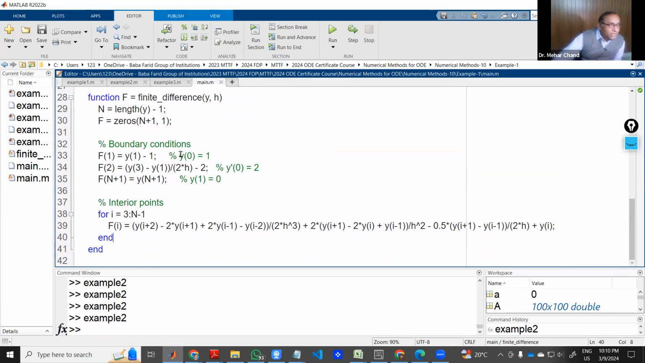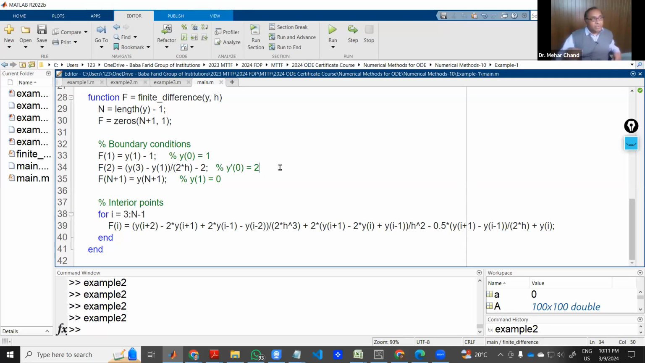So this is the first boundary value, y0 is equal to 1, and y0 means y1 because the index is 1. That's why we have y1 minus 1, and we symbolize it as f1. Then the second condition we have is y dash 0 is equal to 2.